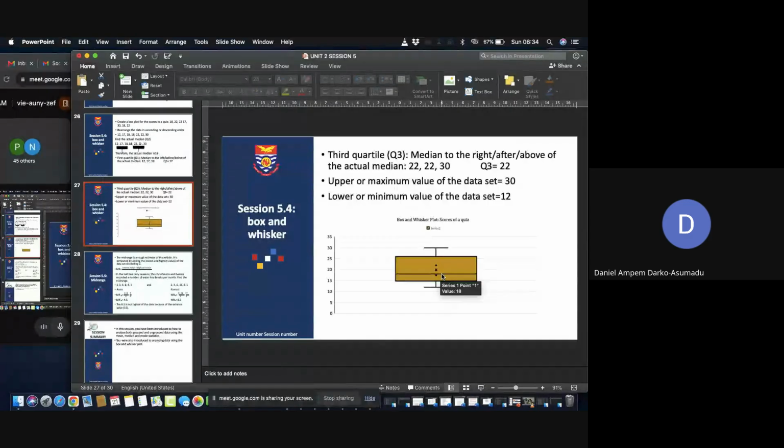Then Q3. Q3 is 22. So if you look at 20, you can plot 22 above 20. That's the third dot, Q3. And these are found in a box. So you just draw a box to capture these three quartiles.